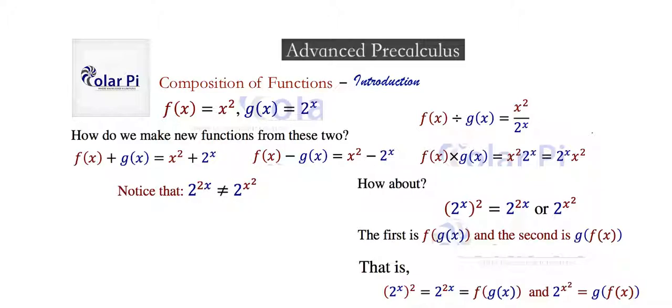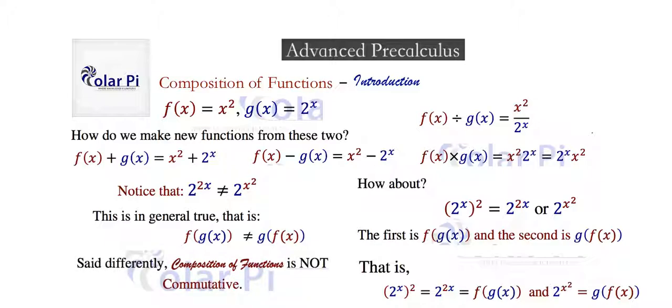It's pretty clear, yeah? And this is in general true, which is that in general, f of g of x is not equal to g of f of x. Said differently, composition of functions, the binary operation composition, is not commutative. And looking at this here and looking at this here, it's not very clear how this guy here, which is composition, and this guy here, composition, are a binary operation. It's not very revealing, this way of writing composition.